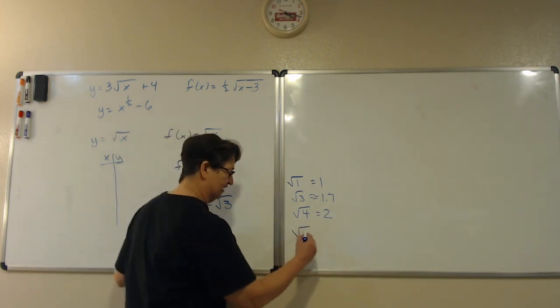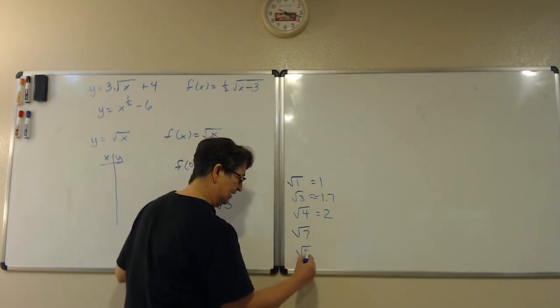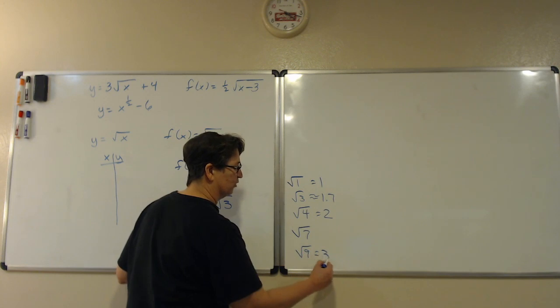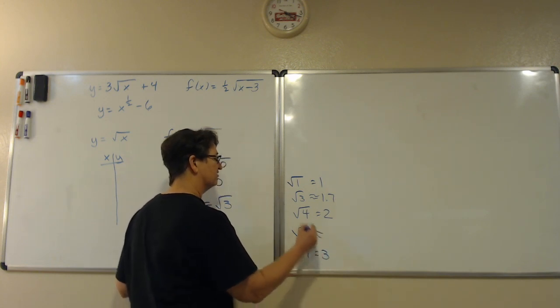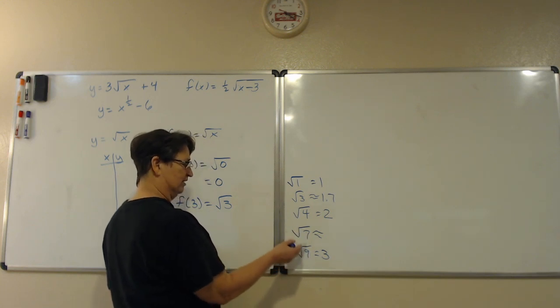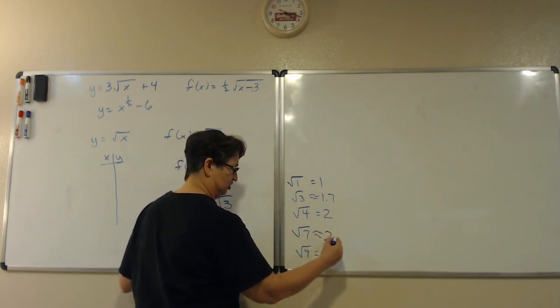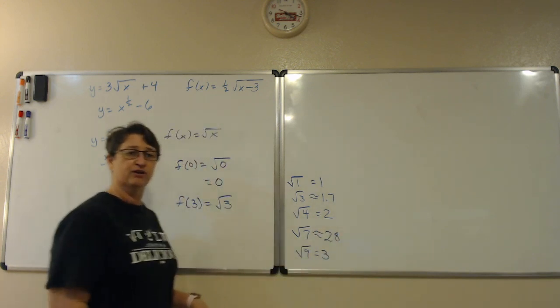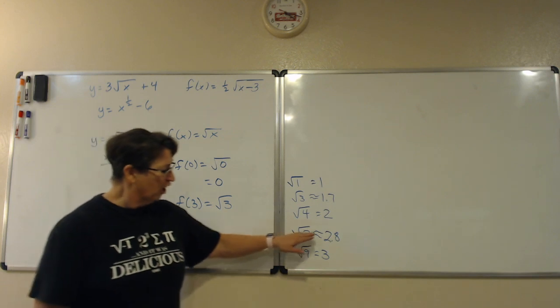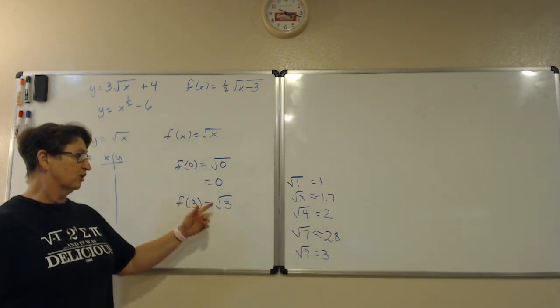Same thing with 7. If I put in 7, that's between 4 and 9. 9 is a nice, pretty perfect square, so I get out 3. So that 7 is somewhere in between 4 and 9, closer to 9 maybe than to 4, like maybe 2.7-ish or 2.8-ish. So these are real outputs, but Austin, you're really close.